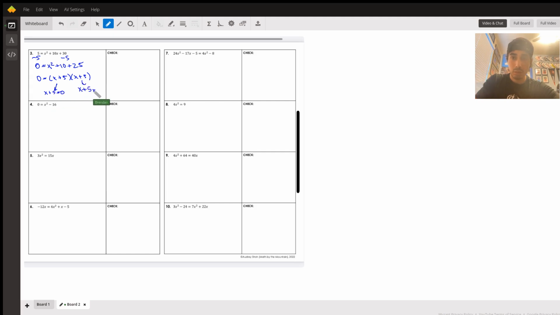Set them both equal to 0. I'll rewrite this one because that came out. But notice, these are the same thing. So we're only actually going to get one solution this time. They both give us the same solution, and that is -5.